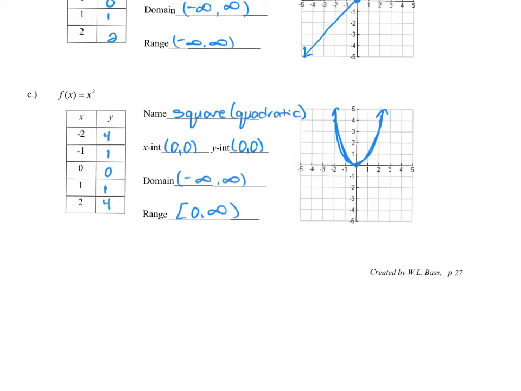Domain, of course, is easy to read from what we've been doing before. We understand there shouldn't be any restrictions, but you can see our range does have a restriction here. It doesn't start until 0, and it includes the 0. We will not be finding our ranges algebraically. We will only be doing our ranges in this course graphically.